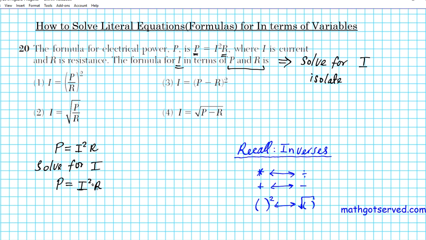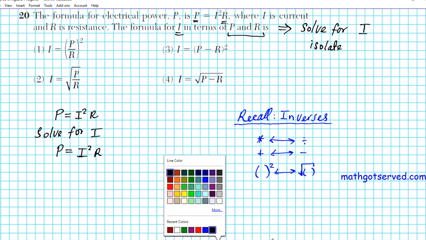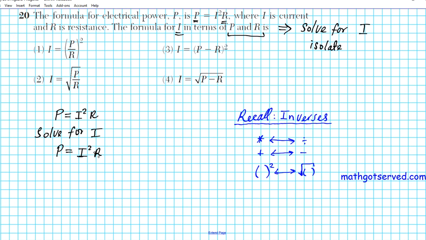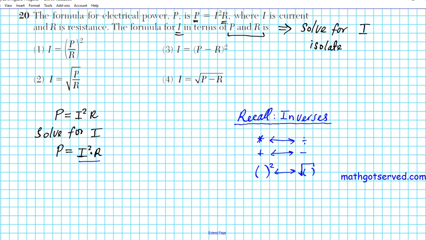Now for P equals I squared R, we're going to isolate I in two steps. Do you see what the two steps are? The first step is to get rid of R, and then the second step is to get rid of the square. The relationship between I squared and R is multiplicative. What is the inverse of multiply? Divide. So to get rid of R, we're going to use the inverse operation. We're going to divide both sides of the equation by R.